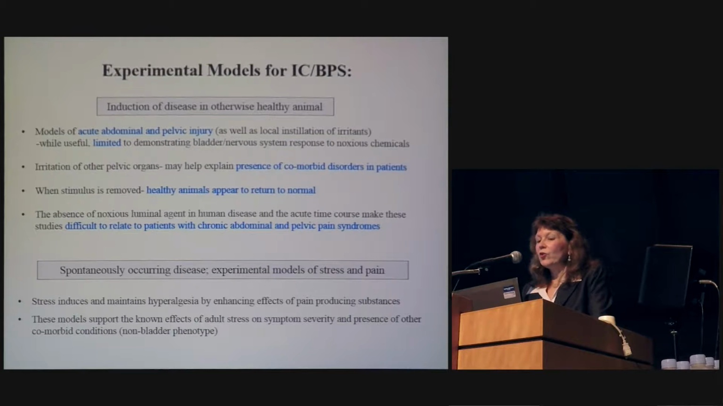There's irritation of other pelvic organs, and of course, these are also necessary and useful. They help explain the presence of a number of comorbid disorders in patients. But in many types of models, when a stimulus is removed, healthy animals appear to return to normal. So the absence of a noxious luminal agent in human disease and the acute time course make a lot of these studies difficult to relate to patients with very chronic abdominal and pelvic pain syndromes.